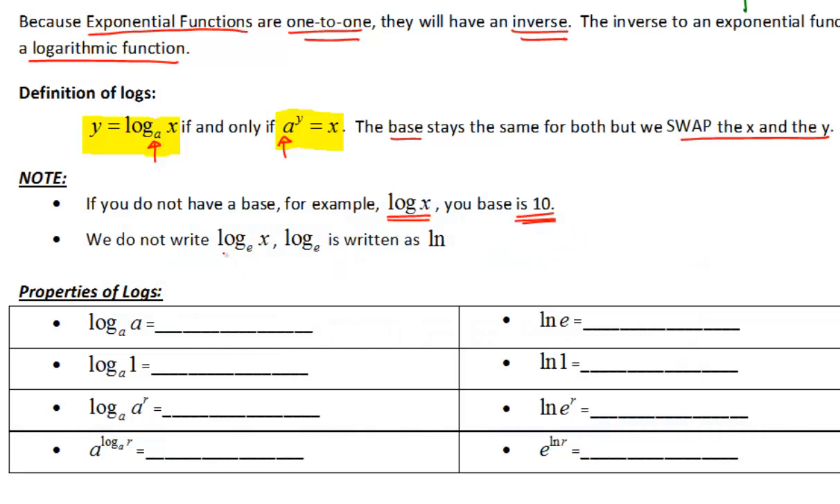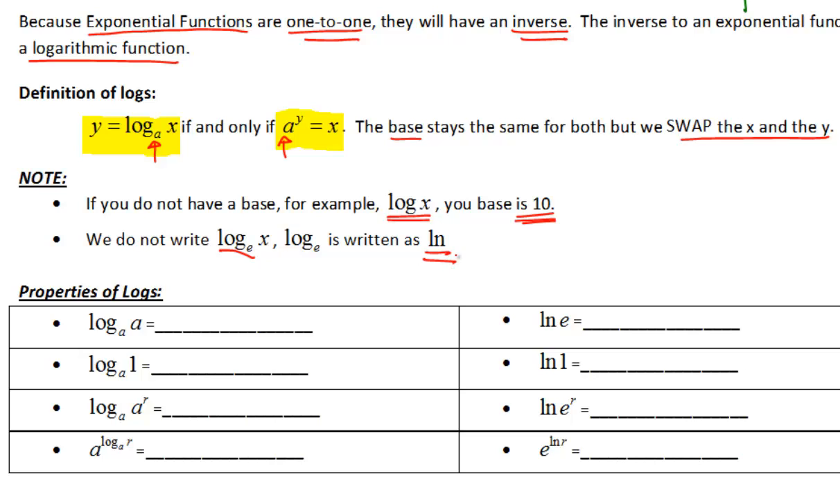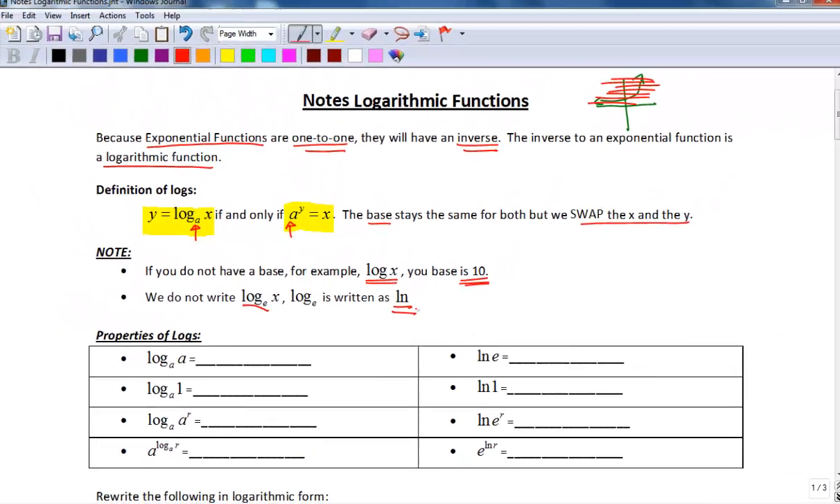Also, we don't write log base e. Remember, e is that natural exponent? We don't say log base e. Log base e is actually said natural log, or ln. Whenever you see ln, that implies log base e.